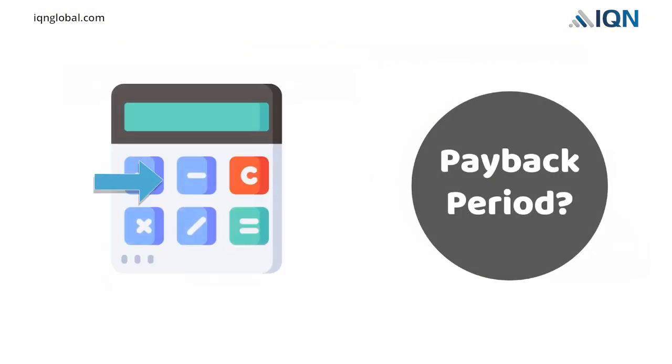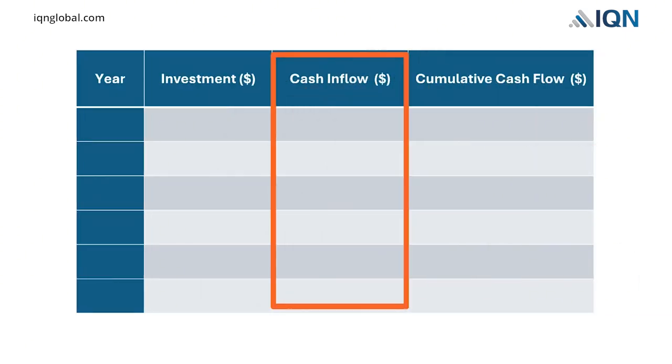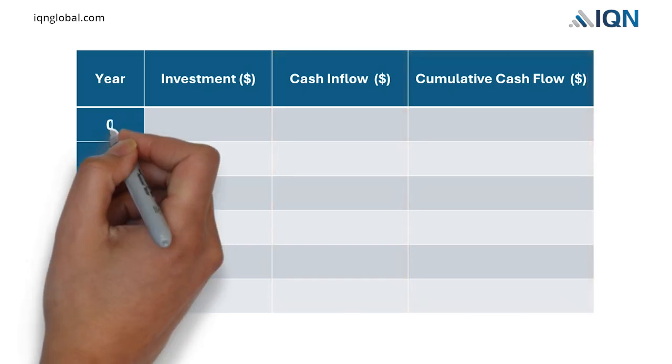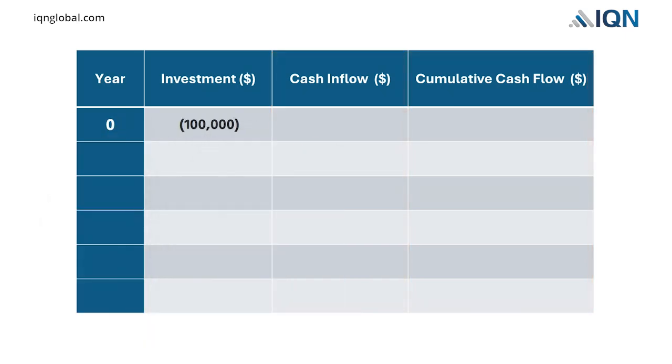In order to calculate the payback period of this project, we will create a table with year-wise cash inflow generated by the project. We will also create a column of cumulative cash flow. Cumulative cash flow calculation is straightforward. At the beginning, that is, in year 0, our cash flow is negative $100,000 because it is an outflow or initial investment by the company.